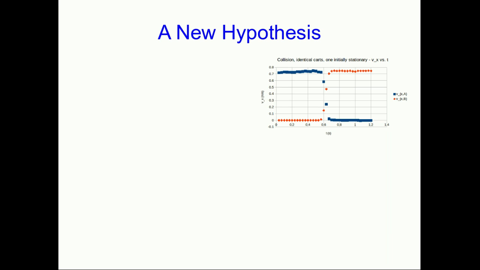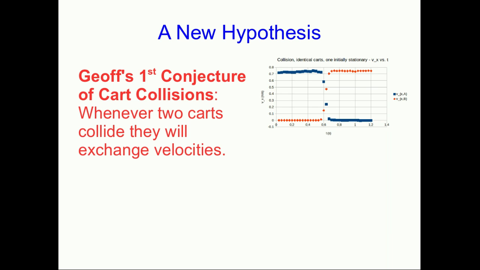Well, gee, what if this is a general rule? Why don't we make this a hypothesis that we can test? Sometimes when we have a hypothesis that we're really tentative about, we're not at all sure whether it's true, but we're just throwing it out there to see what happens. We'll call it a conjecture. Conjecture is a great word, so I'm going to use it and get fancy and say, here's Jeff's first conjecture of cart collisions. Whenever two carts collide, they will exchange velocities.